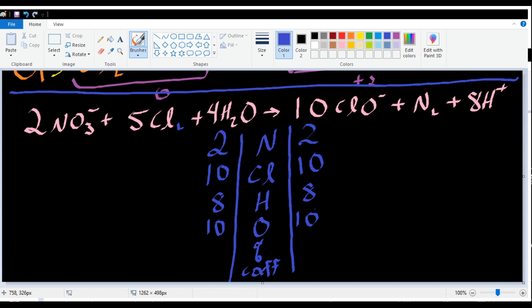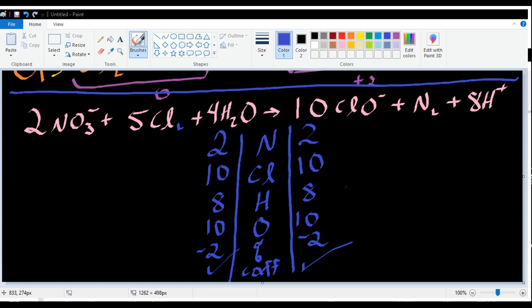Charge. Water and chlorine are neutral, so it's -2 on the left. Nitrogen is neutral. Let's see, we have 10 hypochlorites and 8 hydrogens. So that's going to also be -2 on the right. Huzzah. So charge balances. Now coefficients, 2, 5, 4, 10, 1, 8. There is no common denominator. I can't divide through by anything. So the coefficients are right as well. So now that reaction has been balanced.